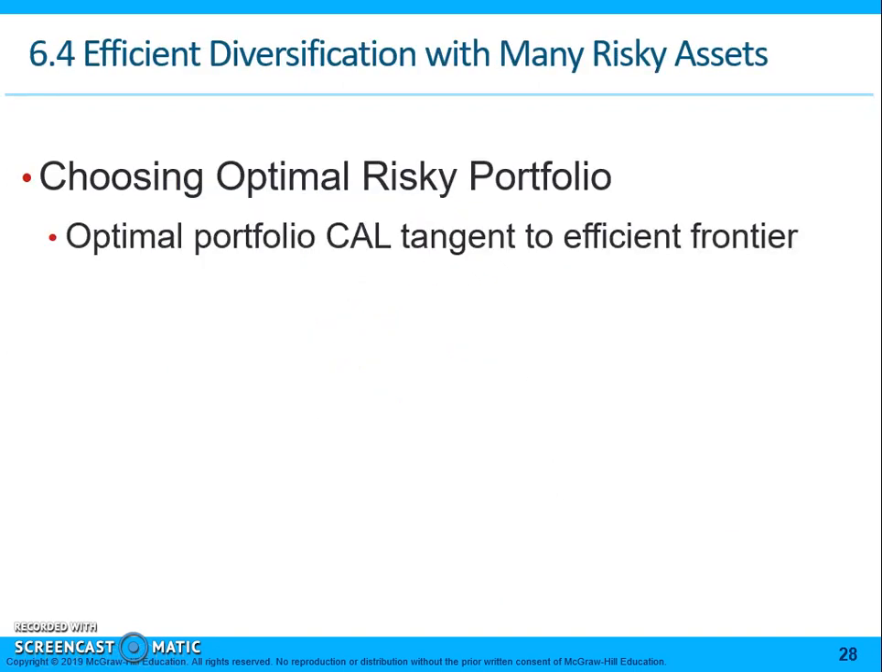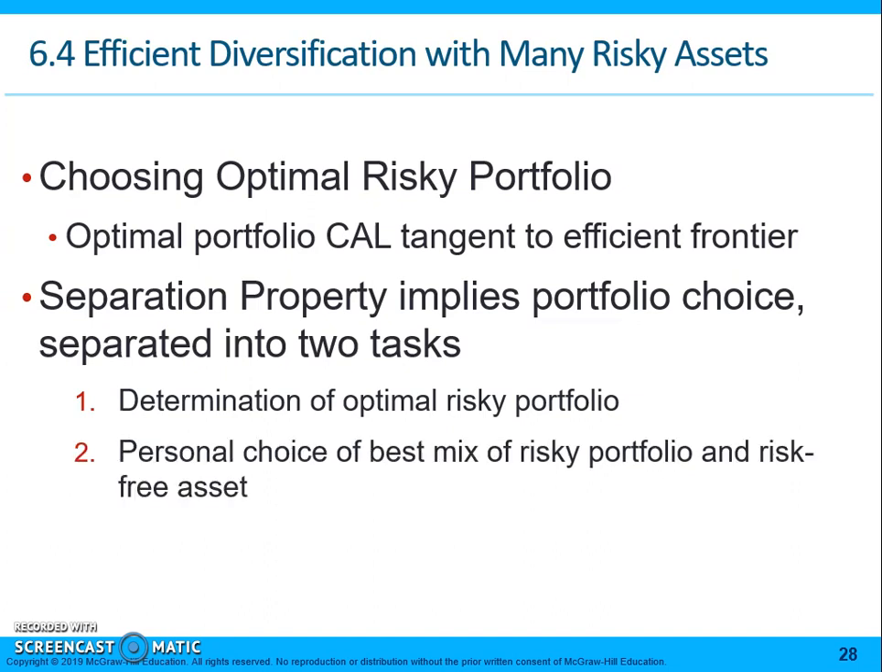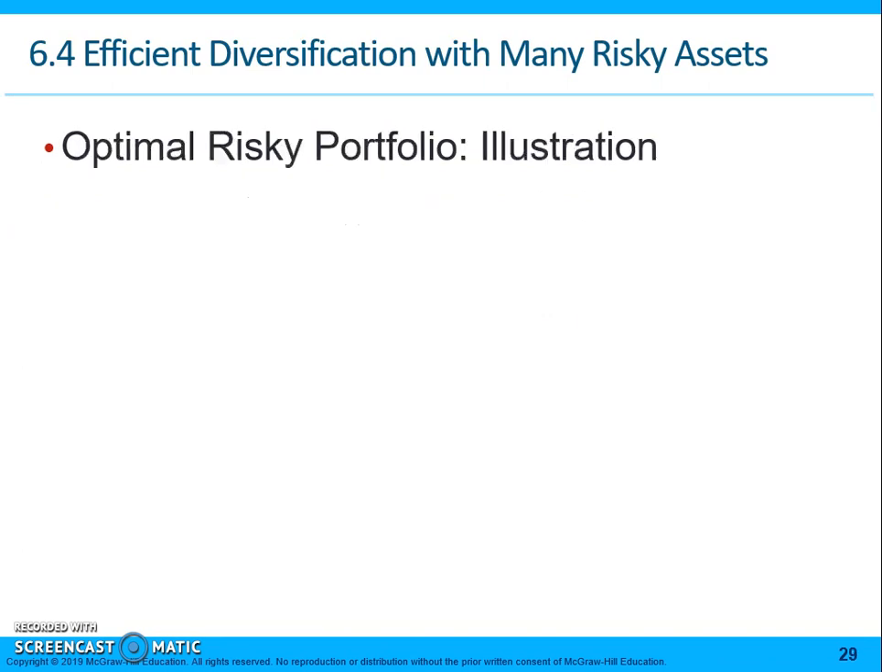So choosing the optimal portfolio, again, the tangent point, the capital allocation line is tangent to the efficient frontier. So the separation property implies portfolio choice is separated into two tasks: determination of the optimal risky portfolio, then personal choice of the best mix of risky portfolio and risk-free asset.